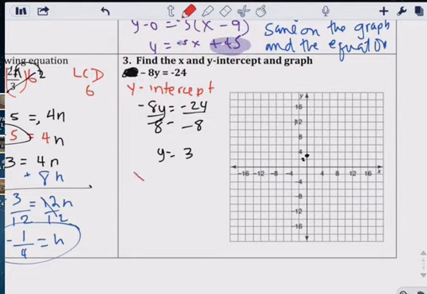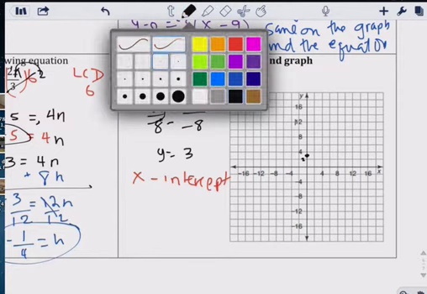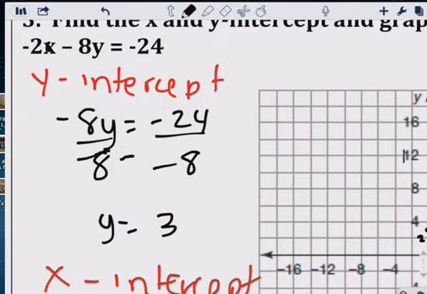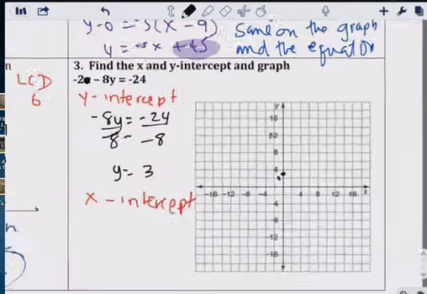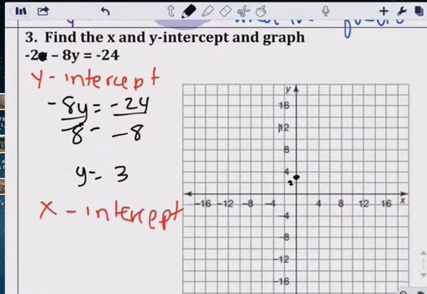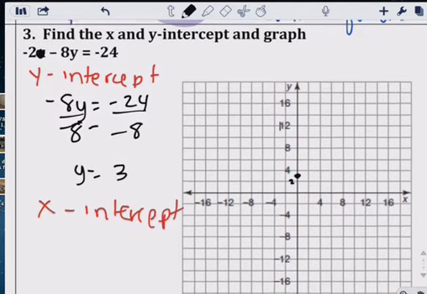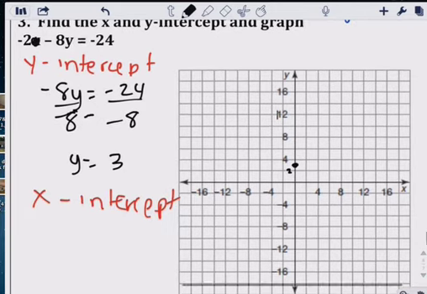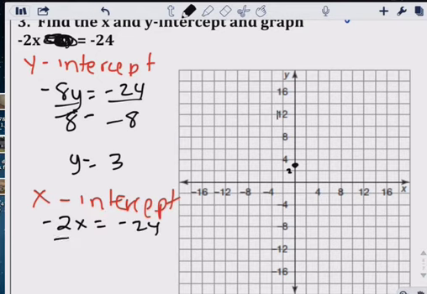X-intercept. Okay, for the x-intercept, you don't need the y, because it's 0, -8 times 0 is 0, so your main problem is this only. Divide by -2.